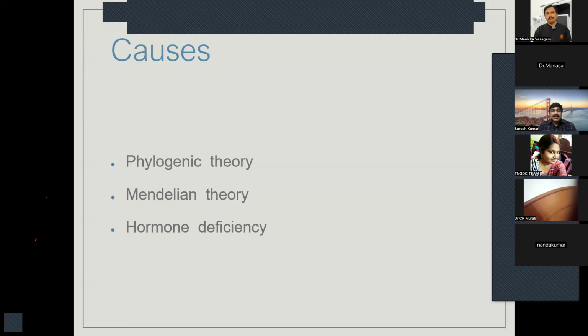Among the systemic causes, we have three theories which will explain the reason for tooth impaction. First one is called a phylogenetic theory. Second one is called a Mendelian theory. Finally, the hormone deficiency, especially the thyroid hormone deficiency. Hypothyroidism can cause slow eruption or slow development of the entire stature of the patient, so that leads to impacted tooth also. So let's see more about phylogenetic and Mendelian later.